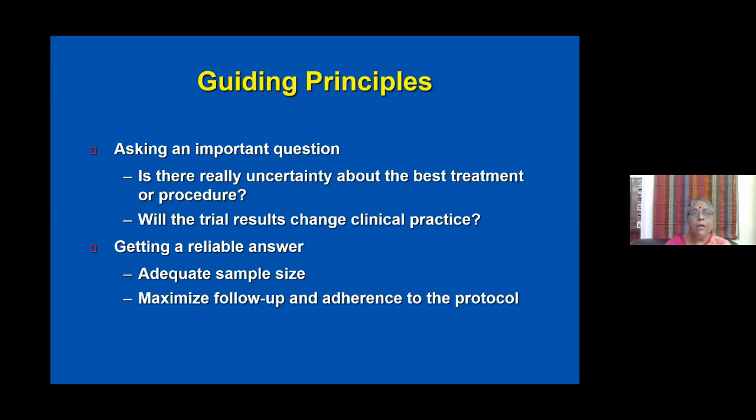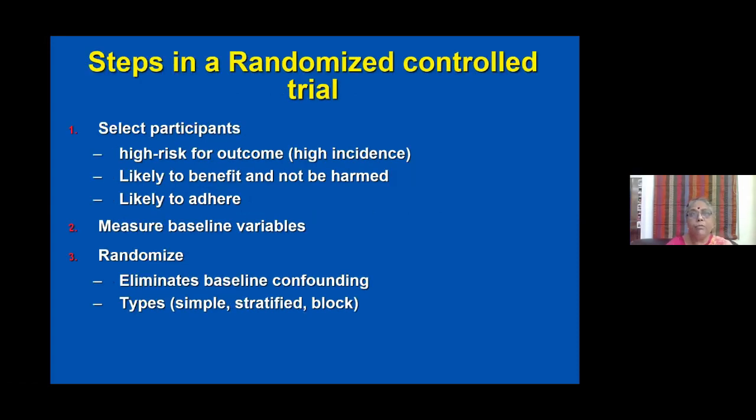Now I will quickly go through the steps in a randomized controlled trial. So first you select the participants, and it should be for a high-risk disease, say for HIV patients. So you should have that in the HIV patients or that risk factor in your population. And your participants are likely to benefit and not be harmed, and they are likely to adhere to the protocol. Then you measure the baseline variables, you randomize, you eliminate the baseline confounding by randomization.